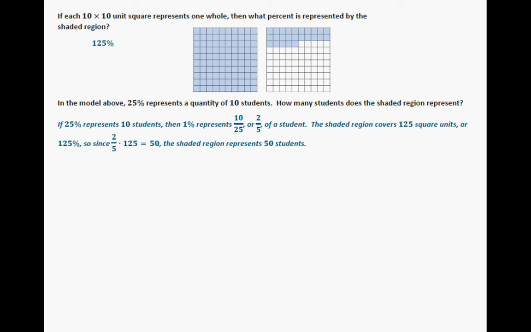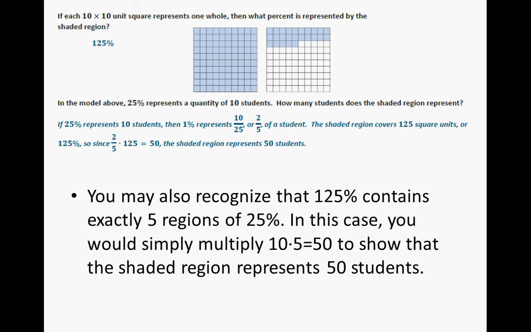This isn't the only way you could have explained this. You could have used the fact that if it's 125% and 25% represents 10 students, then you could just multiply that by 5. 5 times 25 is 125, and 5 times 10 is 50, and you could have gotten the answer that way. And that is what is being said right here. You may also recognize that 125% contains exactly 5 regions of 25. In this case, you would simply multiply 10 times 5 to get 50 to show that the shaded region represents 50 students.